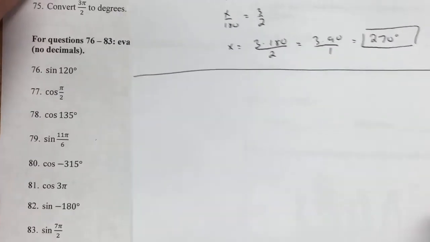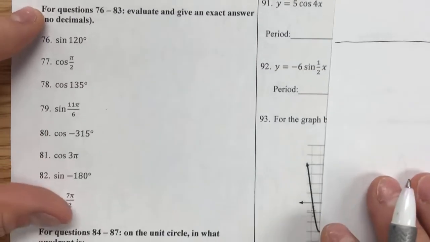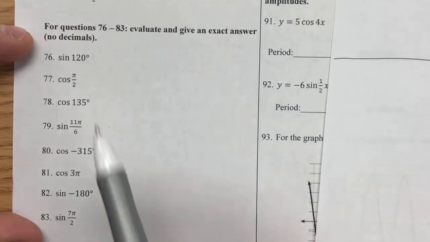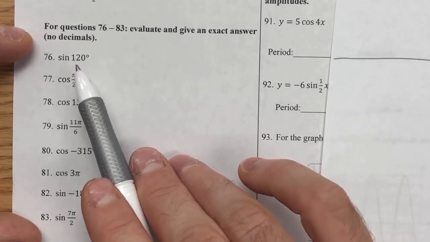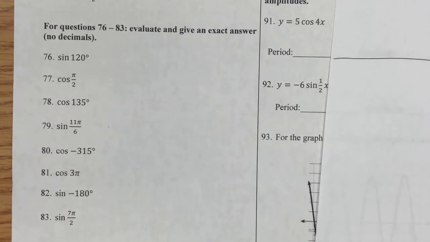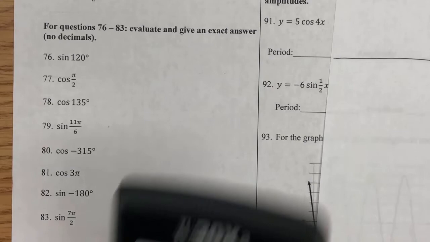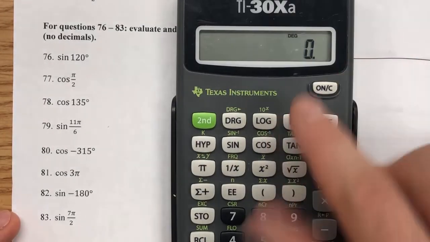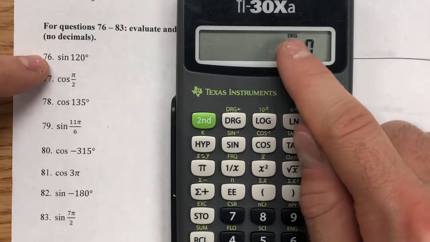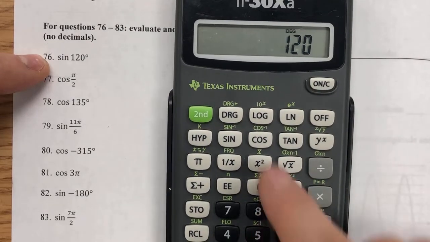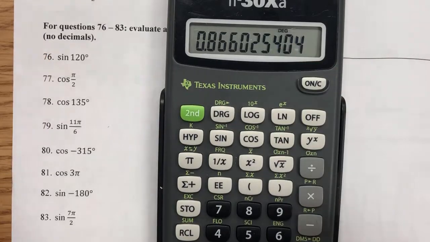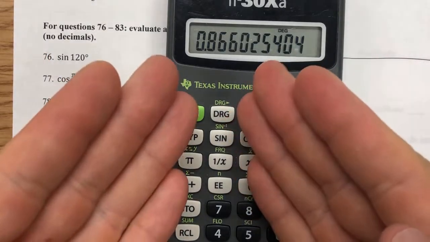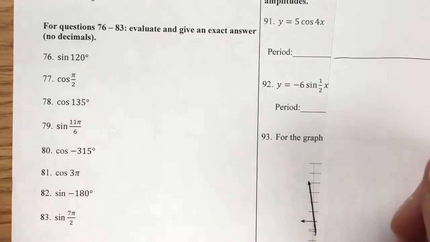We're into a different style question. For 76 through 83, so for this blurb right here, we're going to evaluate and give answers in exact form, no decimals. So one of the big things, if I try and evaluate the sine of 120 degrees, I can get an answer in my calculator super quick, because let's make sure my calculator is in degrees, so I'm good. If I type in 120 and then hit sine, I'll get this big long decimal. That's not what it's asking for. That's almost the right answer, but it's not what it's asking for.